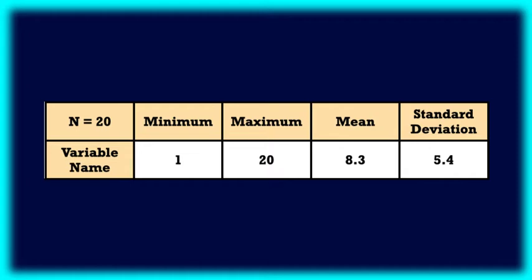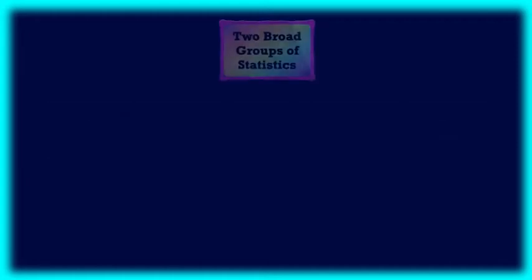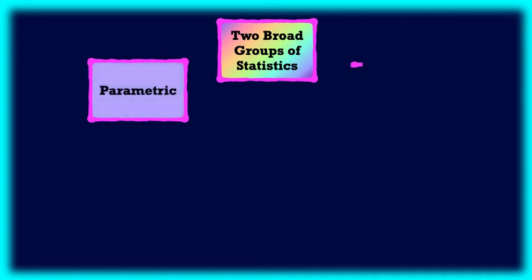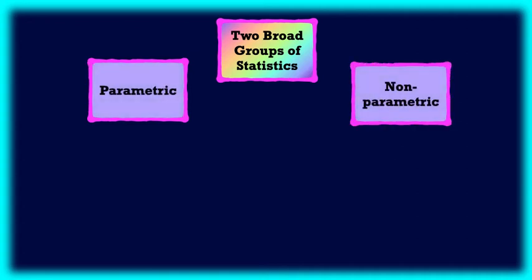Right, that is just using statistics to give us a summary of what our measurements are saying. Now let's move on to the broad groups of statistics. We've got parametric statistics, and you might imagine the non-parametric statistics. You've got to use the right one. You've got to know which is which.